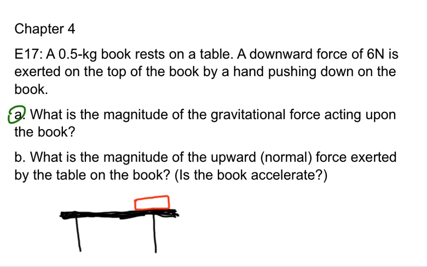So we have a book there. It's a book that's 0.5 kilograms. Okay, and then here's our hand. There, I'll draw a hand. There's a hand being pushed down with, I'll draw that in a minute. Okay, so this is the scenario. A is: what is the magnitude of the gravitational force acting upon the book.